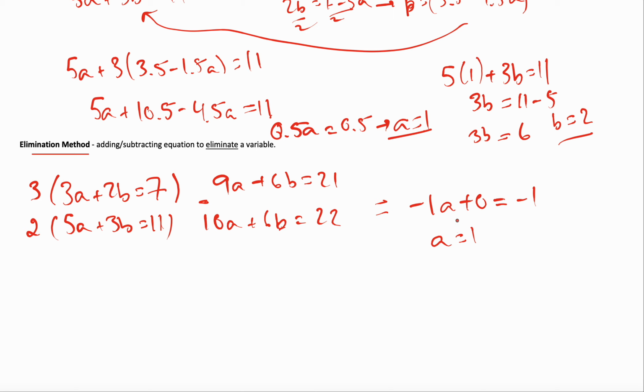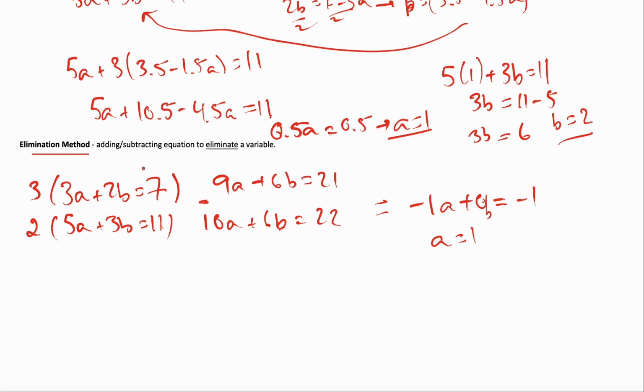So this is how we can get our value for a. I'm going to slow down one more second. You can literally subtract these two equations. 9 minus 10 is negative 1. 6 minus 6 is 0. It can be 0b, but 0 times any number is 0, so that's why I didn't write 0b. 21 minus 22 is negative 1. We divide negative 1 by negative 1 to get a alone. a equals 1. That's what we did there.